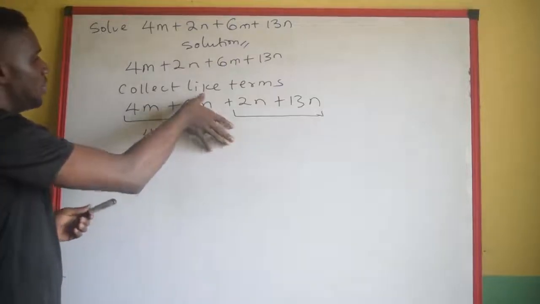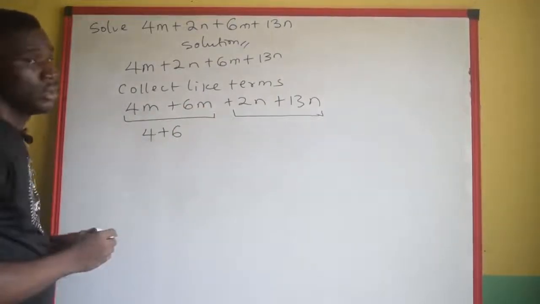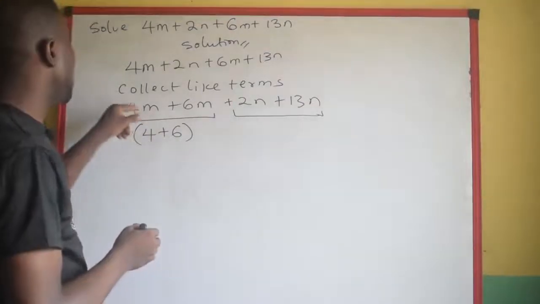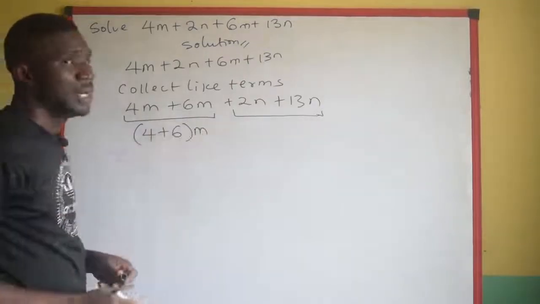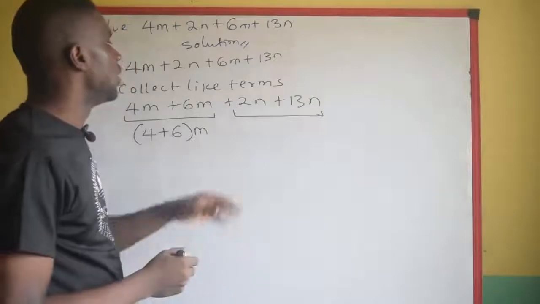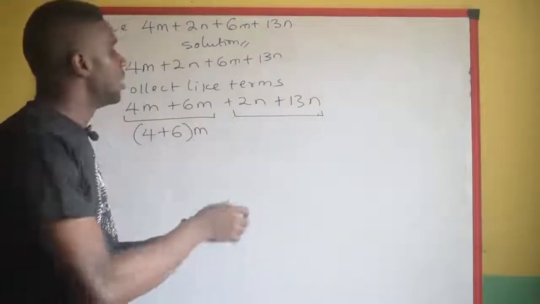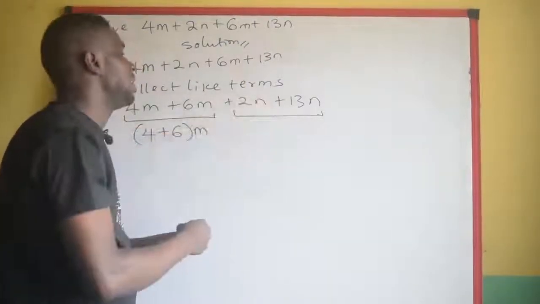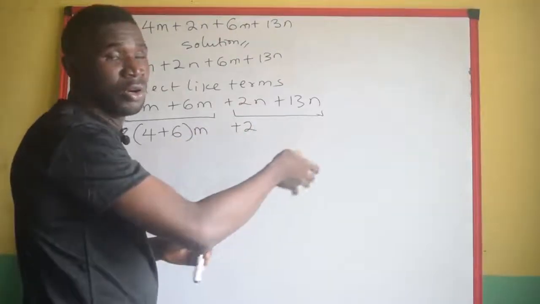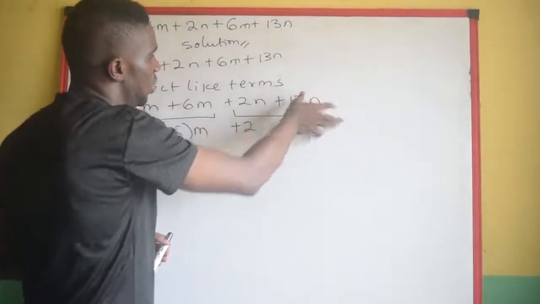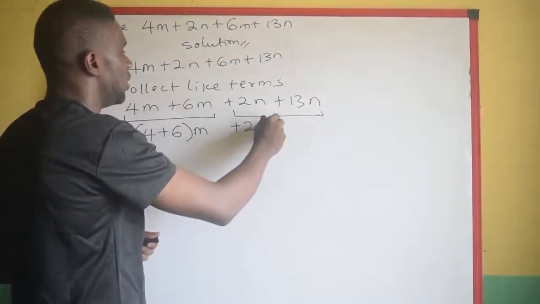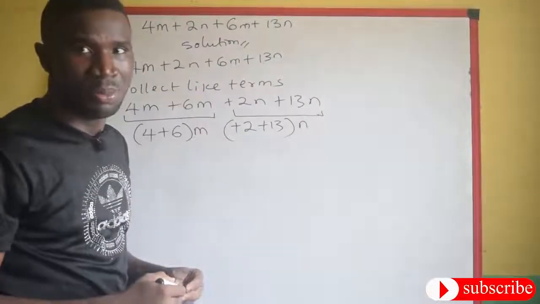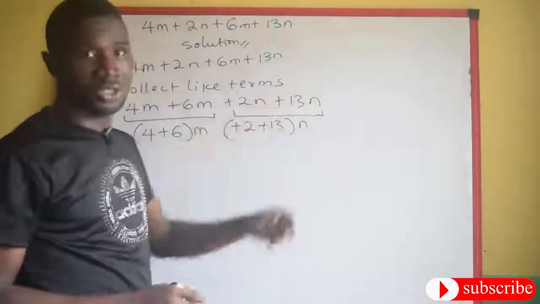If we come here and block m, we see plus 6. So all we need to do is put this 4 and plus 6 inside brackets. But we know that m is here, so we need to put m immediately after the brackets. We repeat the same process here. When we pretend as if n is not here, that means we have to block n here. If we block n, we'll see plus 2. If we go on to block n here, all we see is plus 13. We write down plus 13, we put brackets, and put our n immediately after the bracket, because we know that n is within this range.